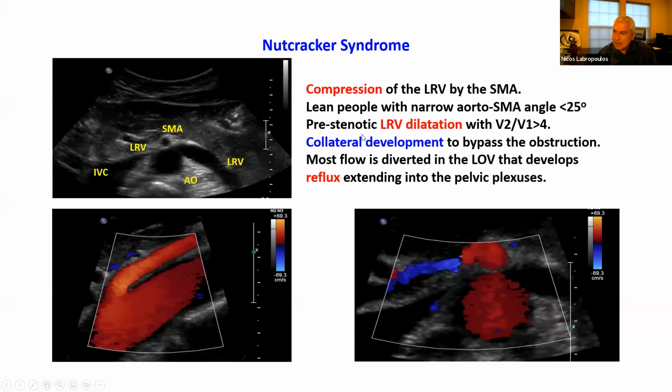There is a pre-stenotic, post-stenotic renal vein dilatation, right, with the diameter ratio of more than 4 and the velocity of more than 4. And there's collateral development by passive obstruction, but most often the flow is diverted in the left ovarian vein that develops reflux because the valves are broken down, and the reflux extends to the pelvic plexuses.